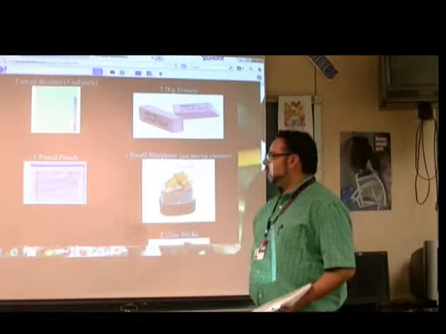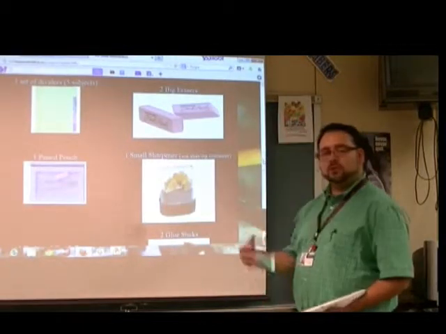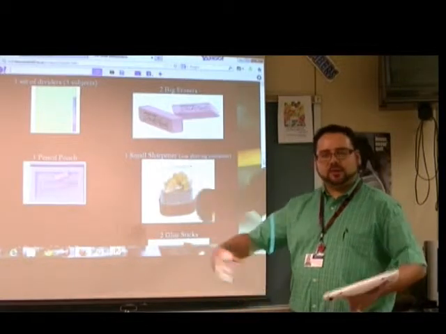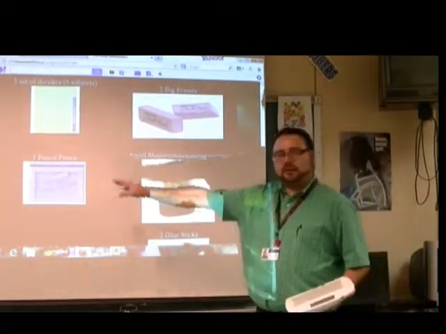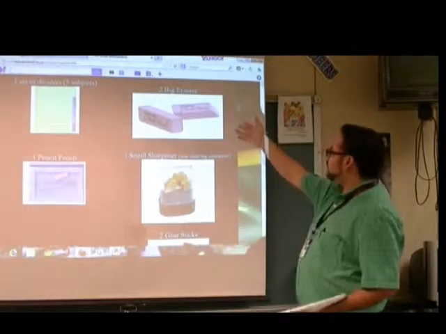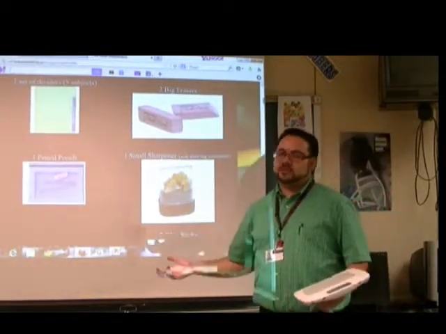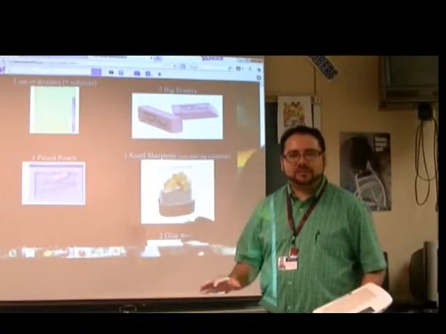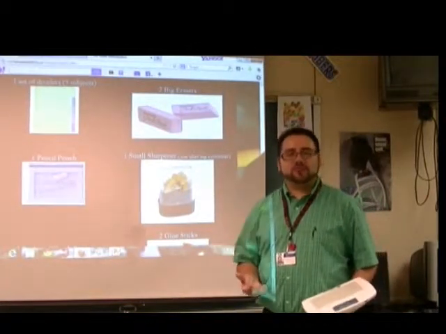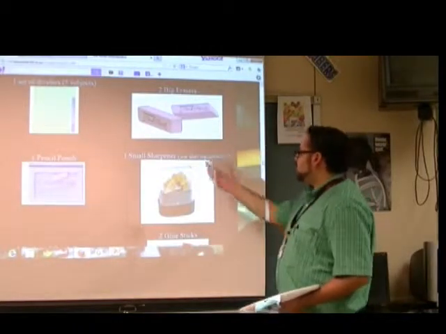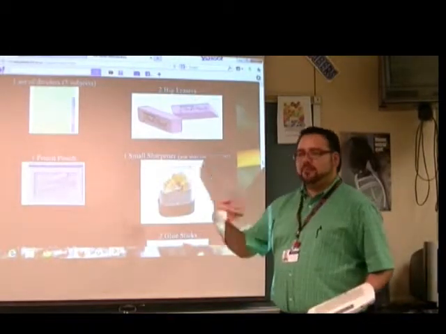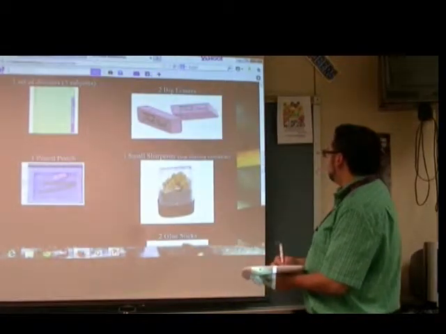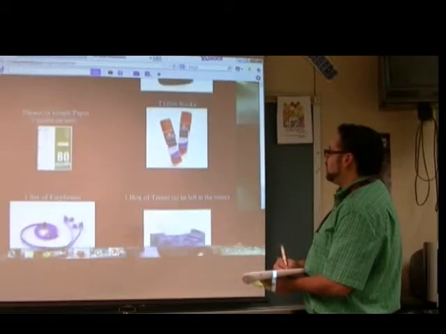Pencil pouch, so you can keep everything neat and organized so you don't lose it all. If your backpack opens by mistake, everything goes flying on the floor, well, everything's going to stay right there in that pencil pouch. 2 big erasers, because you're going to make a lot of mistakes. That's what math is all about. Making mistakes, that's how we learn. It's okay to make mistakes as long as you learn from those mistakes. A small sharpener, so that you don't have to be getting up every 5 minutes to sharpen your pencil. And that way you can keep on task, get more accomplished.